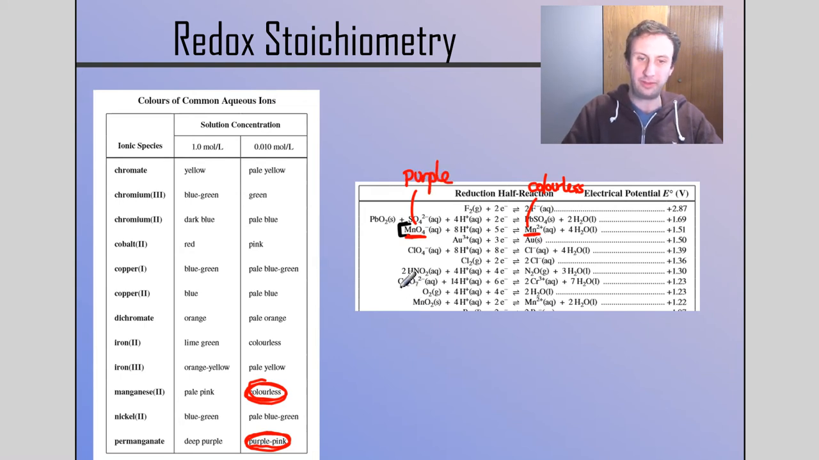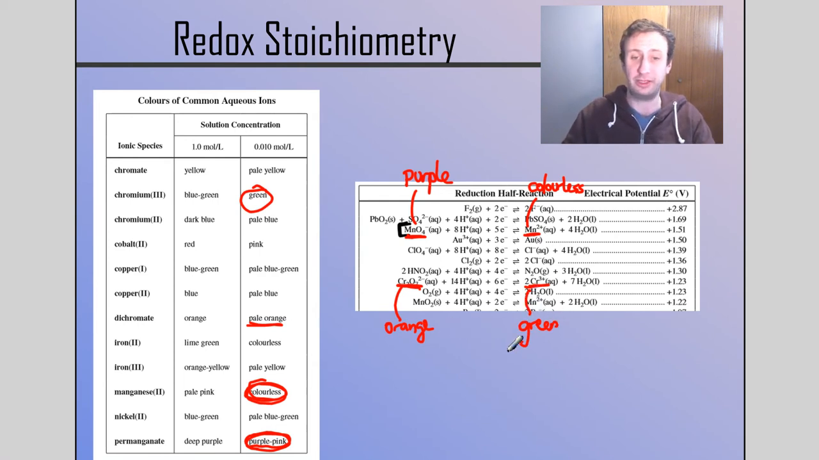And then if I take a look at the dichromate reaction, Cr2O7 2 minus, dichromate ion is orange or pale orange, while the chromium-3 right here is a green color. So I actually have this really neat color change for that one, where I go from orange to green, which is a very obvious color change to see.